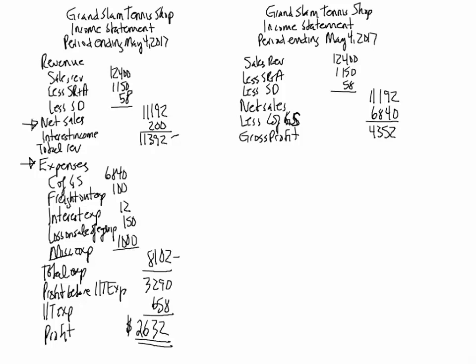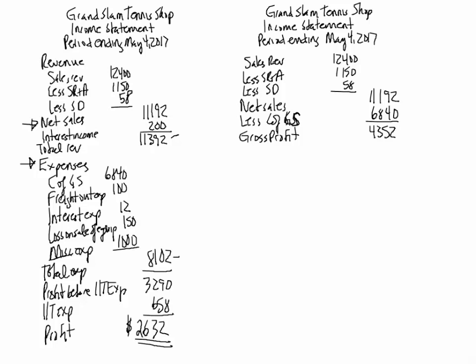Gross profit is an important number to assess a company's profitability and their ability to cover their operating expenses. So companies that sell products provide information with regards to gross profit, and they also generally provide the gross profit margin percentage, which is gross profit divided by net sales.